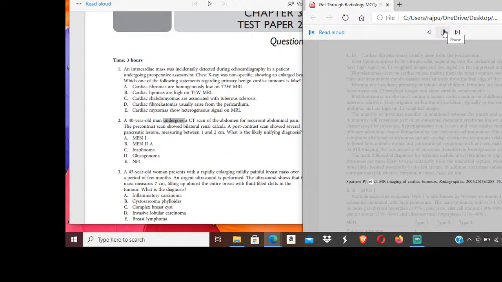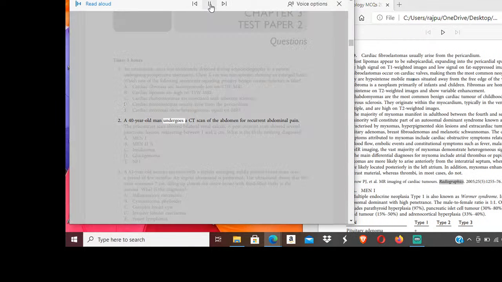Sparrow PJ, et al. MR imaging of cardiac tumors. Radiographics. A patient undergoes a CT scan of the abdomen for recurrent abdominal pain. The pre-contrast scan showed bilateral renal calculi. A post-contrast scan showed several pancreatic lesions, measuring between 1 and 2 centimeters. What is the likely unifying diagnosis? A. MEN-1. B. MEN-2A. C. Insulinoma. D. Glucagonoma. E. NF1.